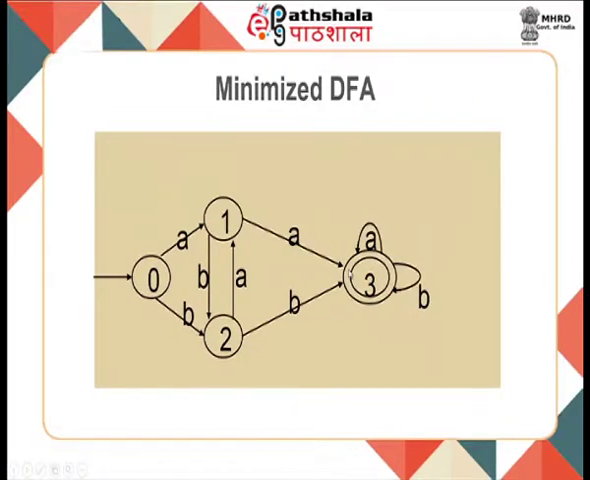So, this is what we talk about as the minimized version. Where I had almost 7 states, I have now minimized it to 3 states. So, 0 on A is 1, 0 on B is 2, these I am not disturbing. 2 on B was 5, now it goes to 3, 1 on A was 3, same 3, 3 on A is 3, 3 on B was 4, now it is the same 3. This is going to be your minimized DFA.